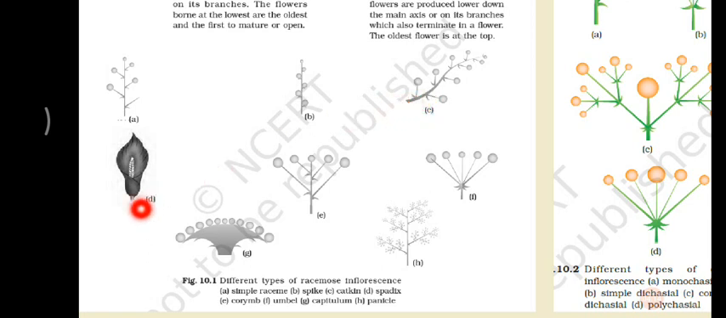Next one we call the spadix. When I say spadix, it is covered by, look at this portion, a coloured bract. Bract is nothing but a modified leaf present below the flower. Here the bract undergoes modification, becomes coloured and covers the entire inflorescence, hence it is called spadix. The best examples are coconut and corn.